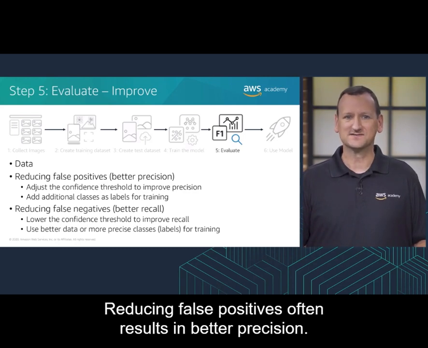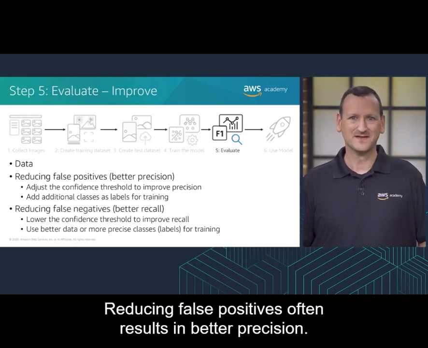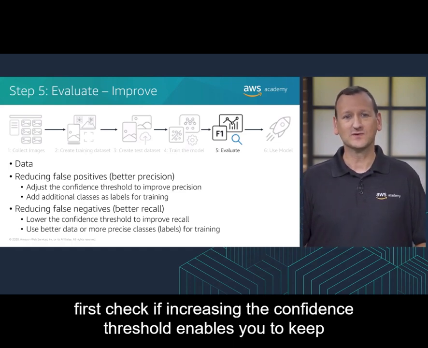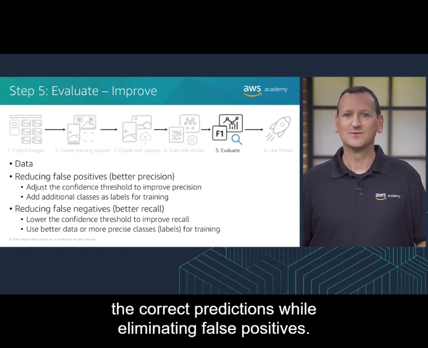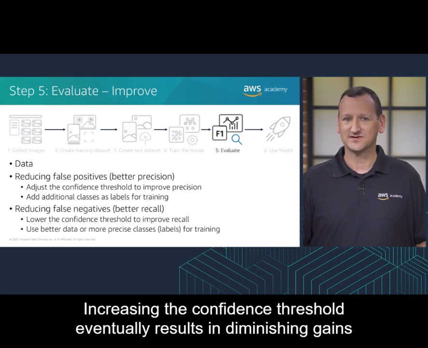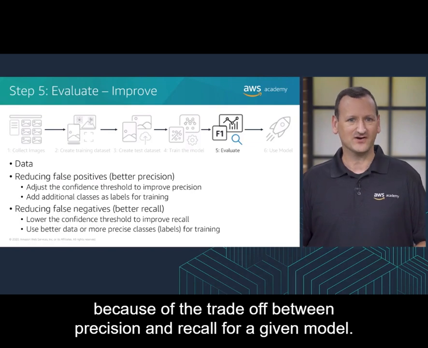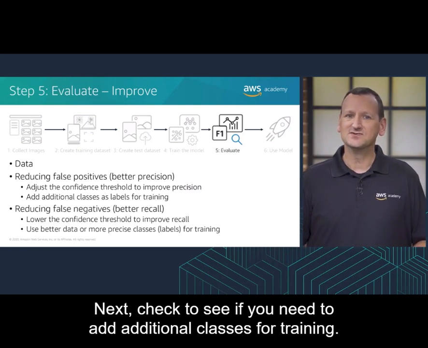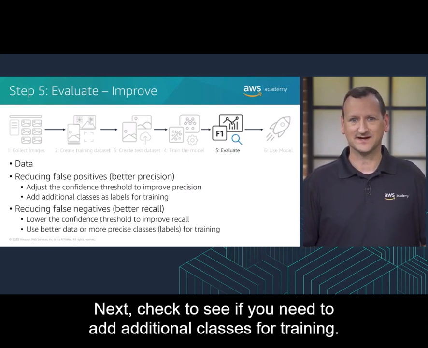Reducing false positives often results in better precision. To reduce false positives, first, check if increasing the confidence threshold enables you to keep the correct predictions while eliminating false positives. Increasing the confidence threshold eventually results in diminishing gains because of the trade-off between precision and recall for a given model. Next, check to see if you need to add additional classes for training.